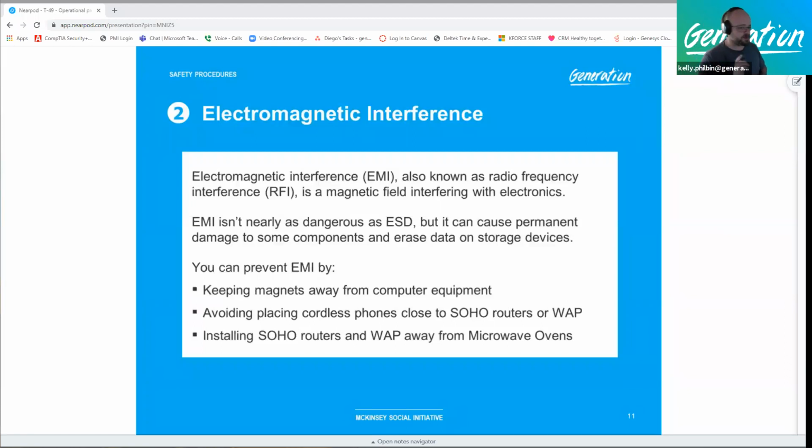Can anybody tell me what is the type of network transmission cable or networking cable that is immune to EMI or RFI? Optic. Very good, Marcus. Thank you very much. Fiber optic is the only one that is immune to EMI or RFI. Anything that operates over copper is vulnerable to it.